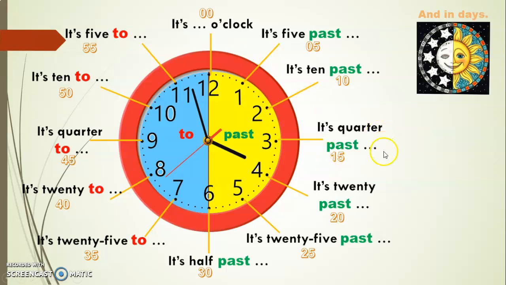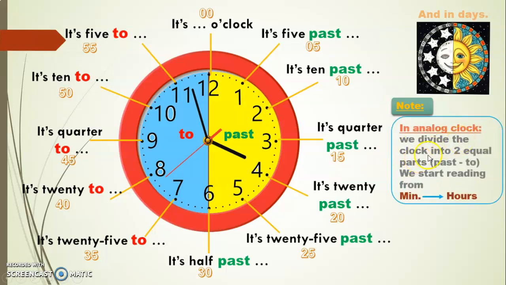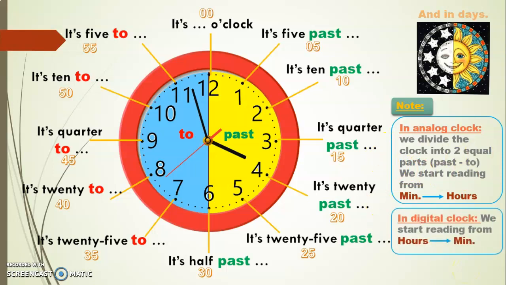New hour. We have a note. We said that in the analog clock, we can divide the clock into two equal parts, the to and past parts. We start reading from the minutes to the hours. In the digital clock, we start reading from the hours, then the minutes, and we use table 5.